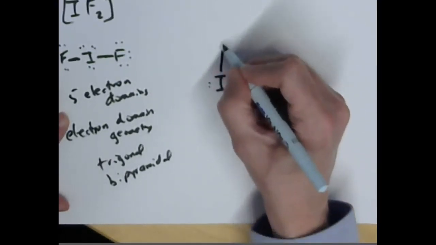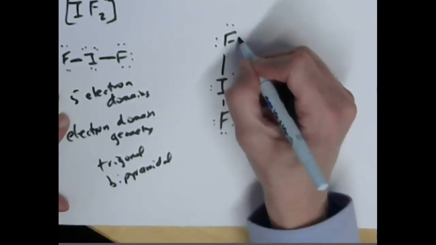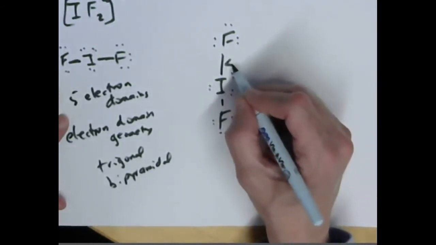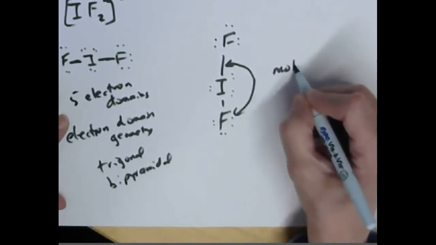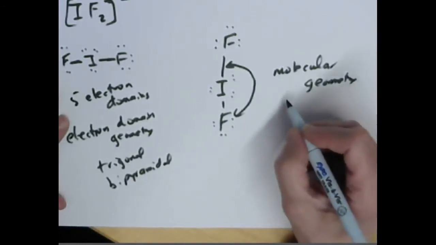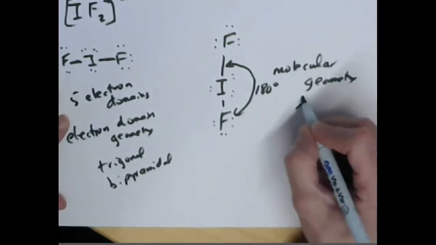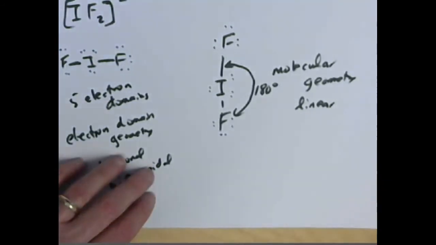So I'll redraw that. There's my axial positions. And so my actual bond angle, my molecular geometry, it's linear. It's 180 degrees. Remember, in the molecular geometry, yes, we're influenced by the non-bonding pairs, but all we are looking at are the positions of the atoms relative to one another. In this instance, it's linear and 180 degrees.